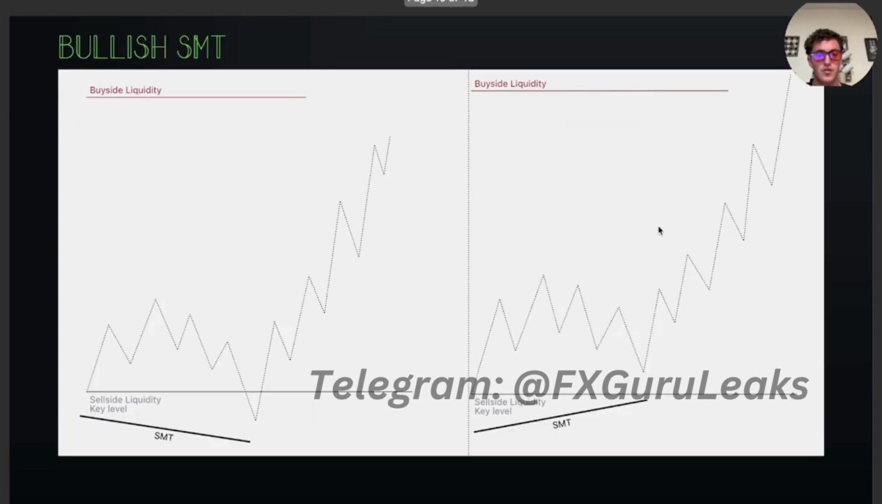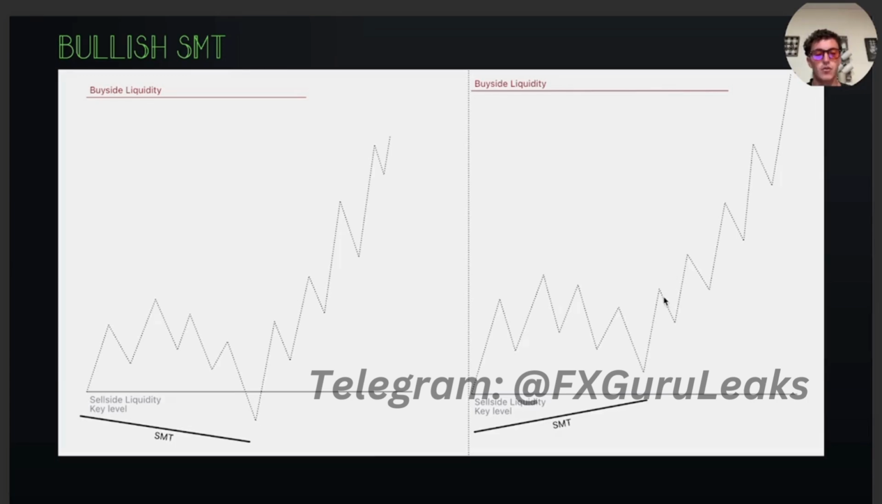Now, on a bullish SMT, you're going to anticipate the same thing. You're going to want to long the pair that makes a higher low compared to the pair that makes a lower low. So we have a sell side liquidity pool resting here in this schematic. Price sweeps the low, and then we react off of it. But if you look at the right, price fails to take out that low, and we push higher.